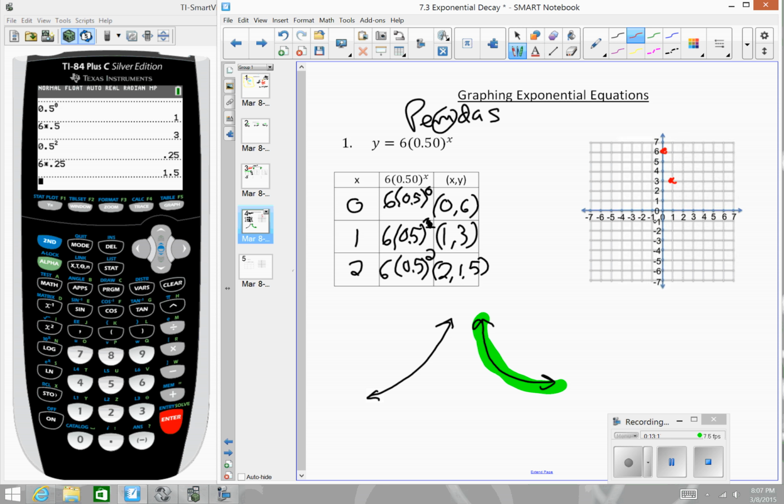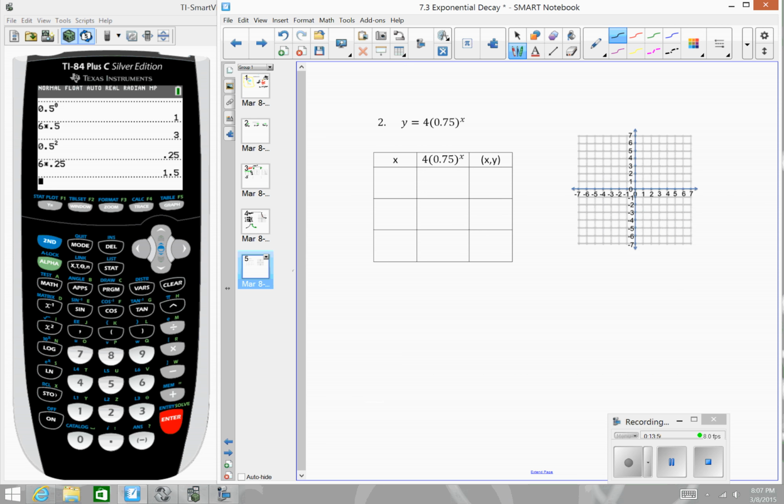Just plug in a value, see what you output, create an ordered pair. Okay, last one is all yours. No problem. Okay, good luck, pause the video, and I'll see you next time.